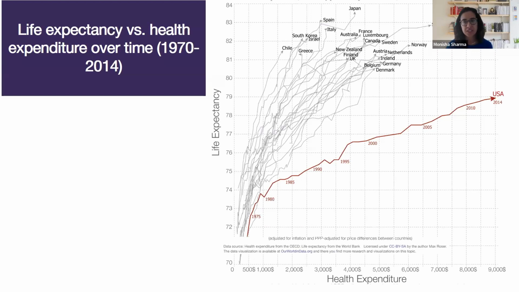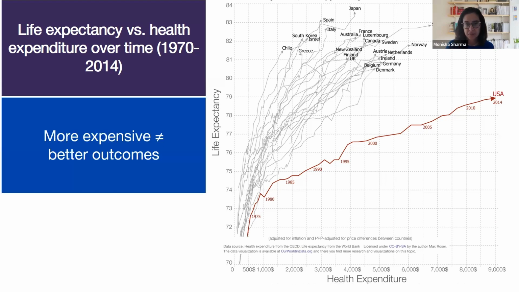This graph shows the life expectancy on the y-axis of several different countries, mostly high-income countries, and the amount they spend on health per person on the x-axis. You can see that the US is an outlier in red, so it spends a lot of money on healthcare, but the life expectancy is much lower. This really highlights that more expensive doesn't necessarily lead to better outcomes, and it's really about explicitly optimizing the way that money is spent.